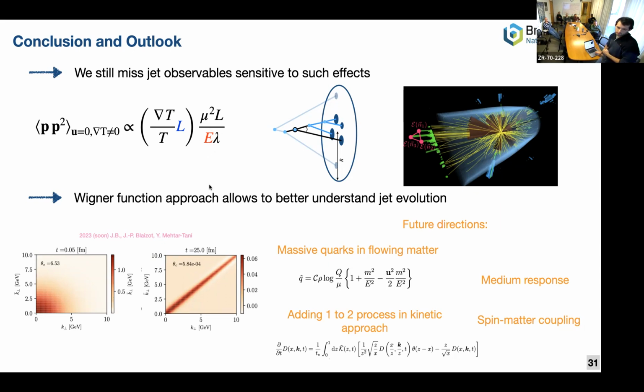The other nice thing is also that using this Wigner function approach, which generalizes the usual approach using jet quenching, you can study more differentially the evolution of the jet, at least theoretically.